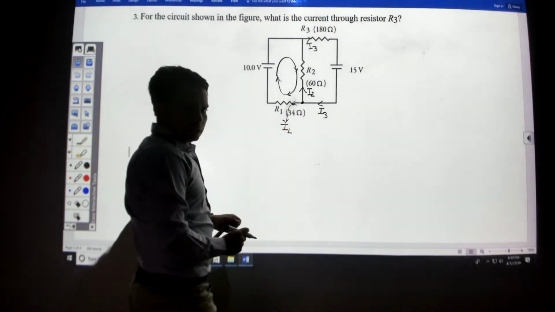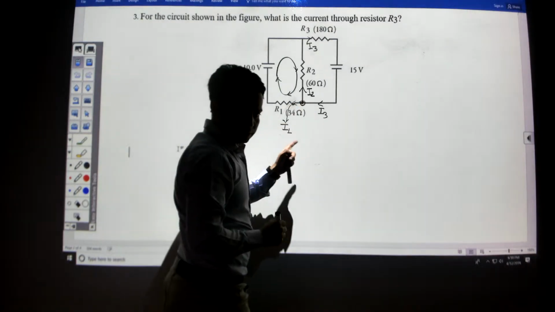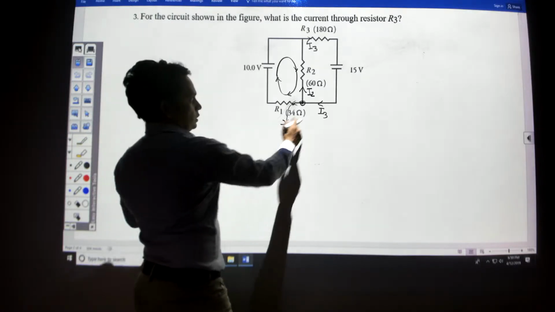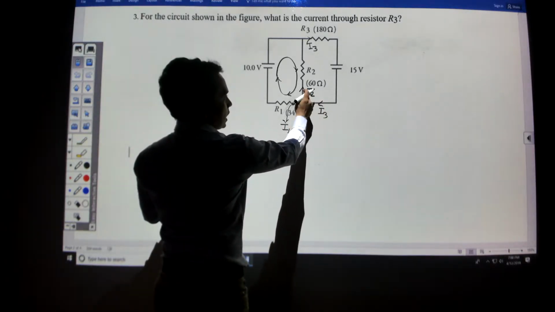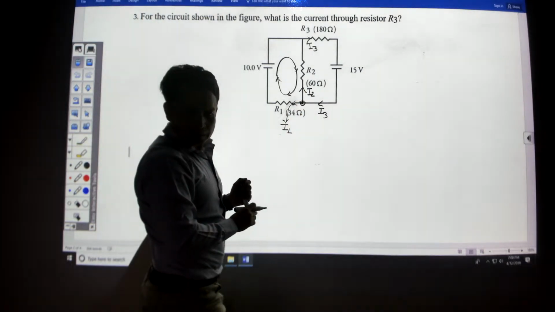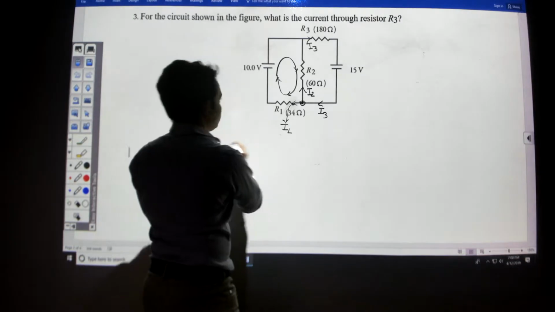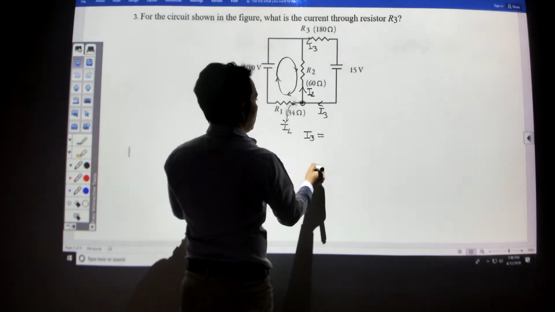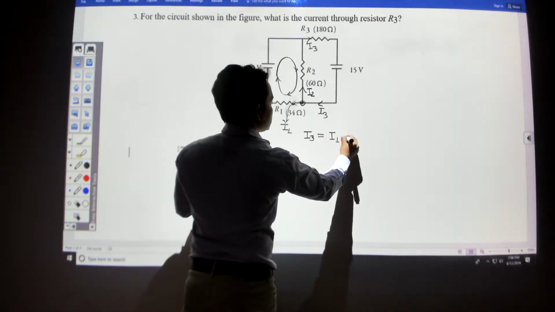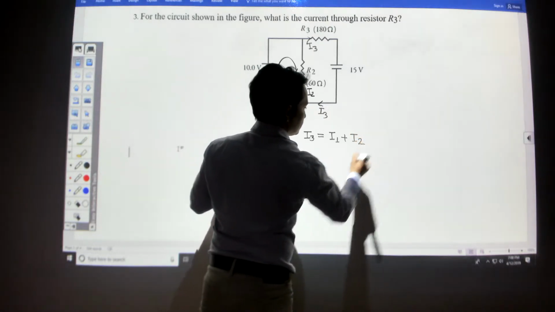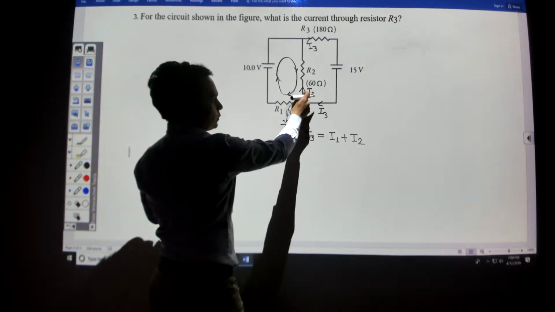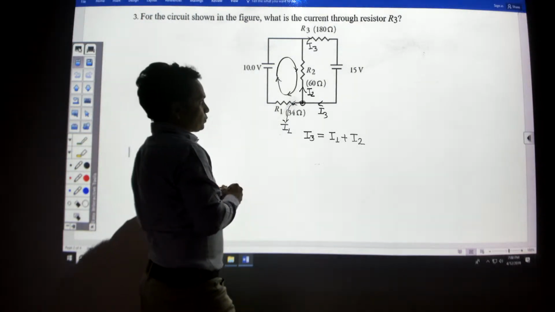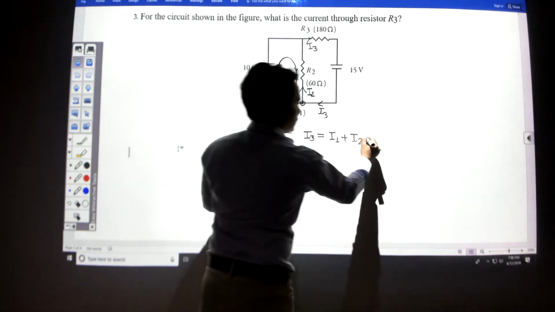So what does Kirchhoff's law tell you? At any junction, the total incoming current must be equal to the total outgoing current. So you see this is incoming current, and I2 and I1 are the outgoing current. So what I can write down from Kirchhoff's law is I3, which is the incoming current, is equal to the outgoing current, which is equal to I1 plus I2. Let's call this equation 1.